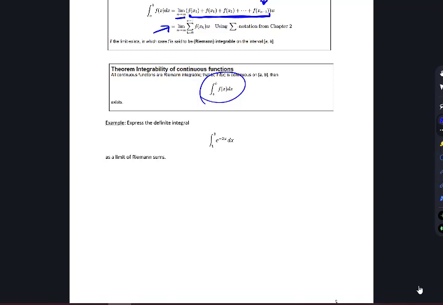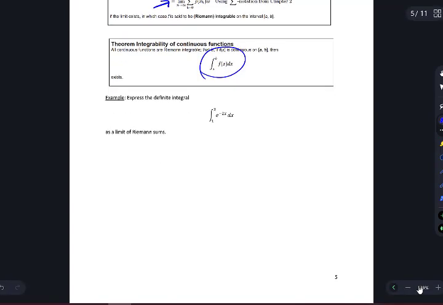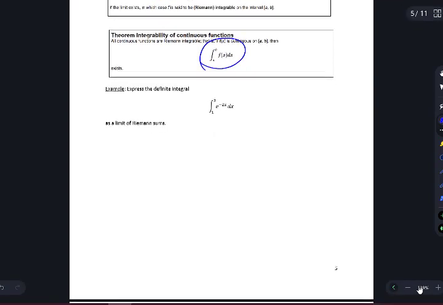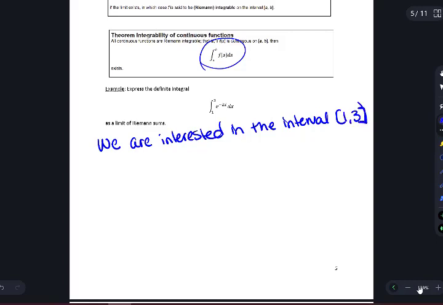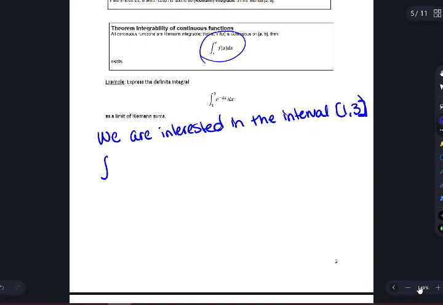All right, so here we're going to express the definite integral from 1 to 3 of the function e to the negative 2x dx as a limit of Riemann sums. So we're just going to practice that limit notation here. So the first thing to notice is we are interested in the interval from 1 to 3. So if we start out by writing our integral, we're going to go from 1 to 3, and we're going to integrate the function e to the negative 2x dx.